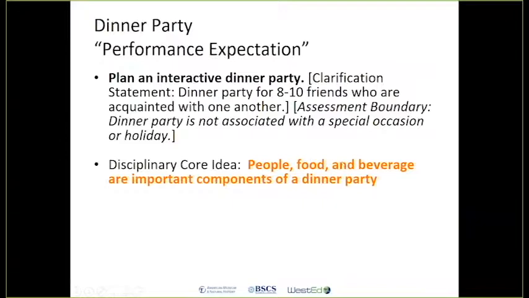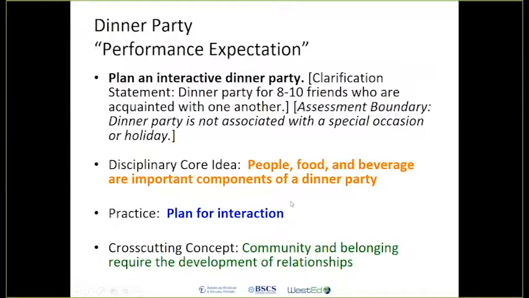So let's look at this statement three-dimensionally. The core idea is that people, food, and beverage are an important component of a dinner party. The practice, or the science and engineering practice, would be planned for an interaction. And the cross-cutting concept is that community and belonging require the development of relationships.